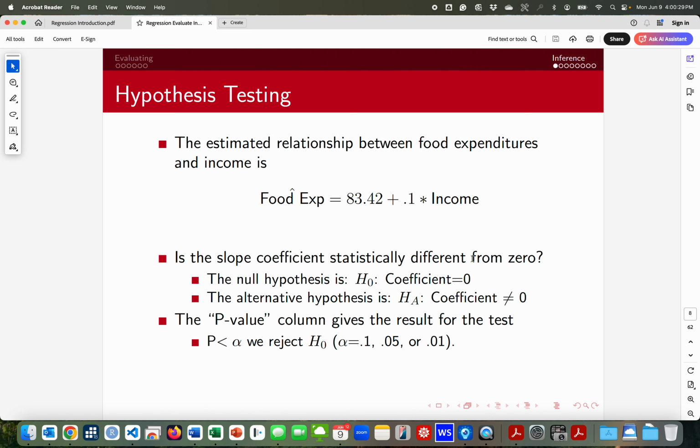If the p-value is less than alpha, we reject. So if you're using 95% confidence, you want a p-value less than 0.05. If you're using 99% confidence, you want a p-value less than 0.01. If you're using 90% confidence, we want a p-value less than 0.1. And we won't think about any confidence level less than 90%.